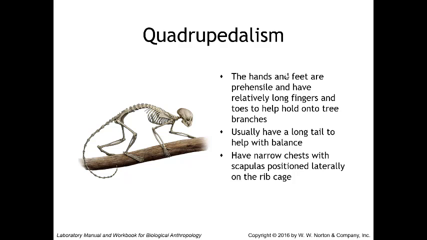Usually, they'll have a long tail. This is not a prehensile tail. It's a long tail to help with balance, right? So it's not there to grasp, it's there to help balance. Our quadrupeds will also have narrow chests, and their scapulas will be positioned laterally to the rib cage, so on the sides, not on the back.